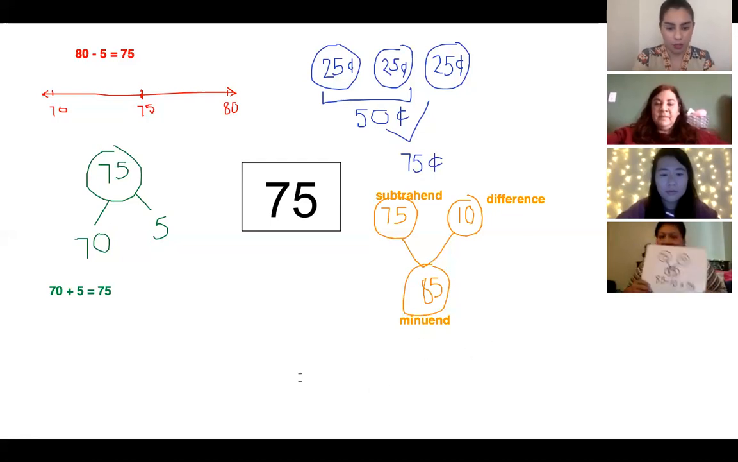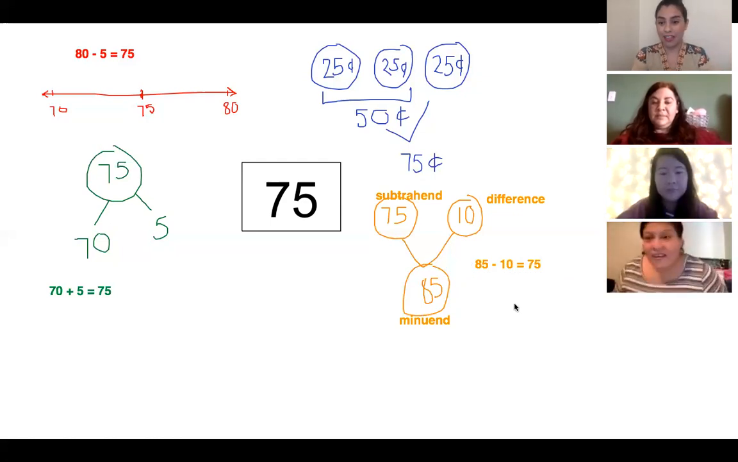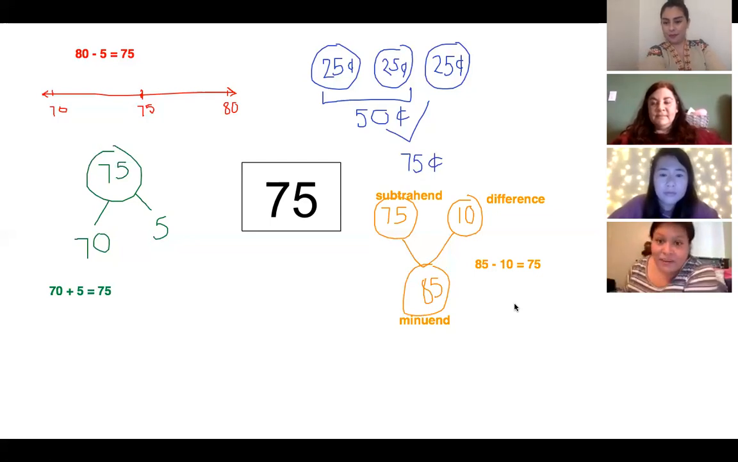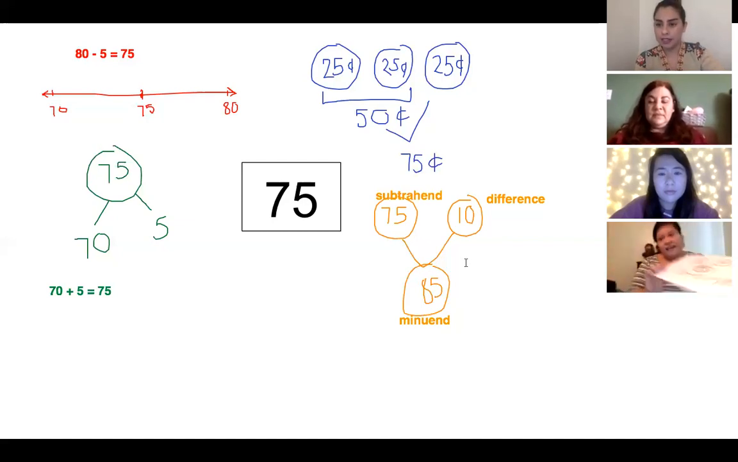Thank you, Mr. Lawless. So then we had 85 as our minuend minus 10 equals 75. Sorry, there needs to be a correction. My difference is 75 and my subtrahend is 10. Oh yeah, so our number sentence needs to be changed. Well, I was going to say the vocabulary needs to be changed, but either way. How did you write your number sentence? I made the difference my 75.